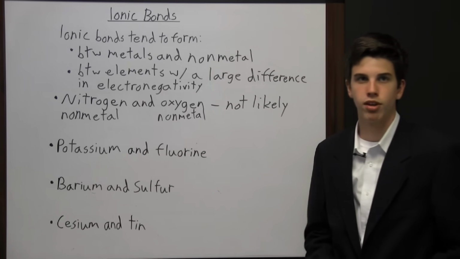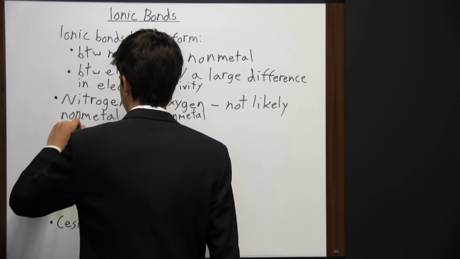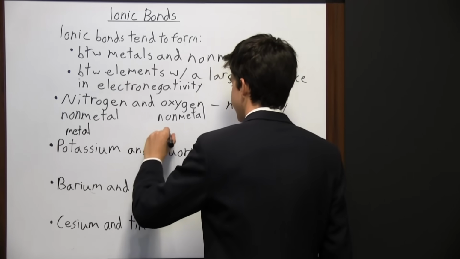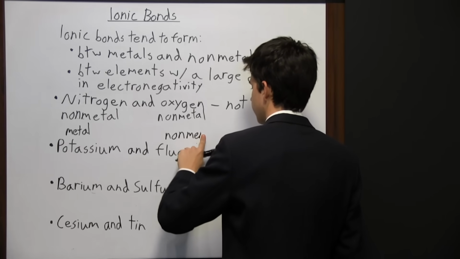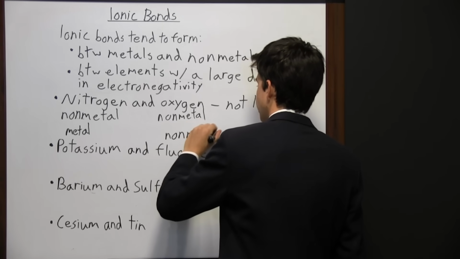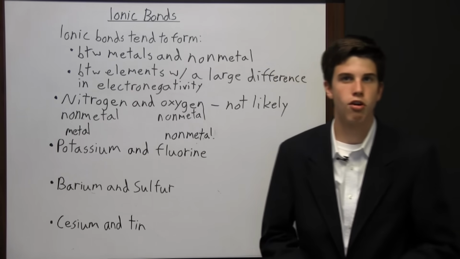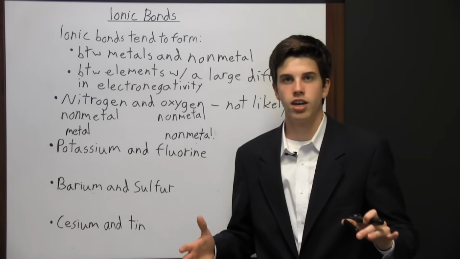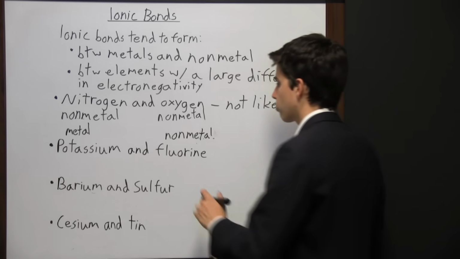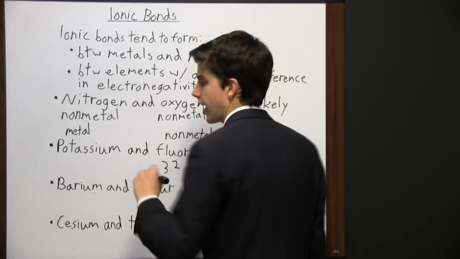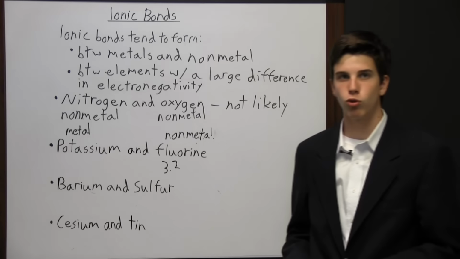Then we have potassium and fluorine, and potassium is an alkali metal, and fluorine is a nonmetal. So we've met the first criteria. We have a reaction here between a metal and a nonmetal. So we're doing good so far. And then there's a high electronegativity difference here, and it's actually 3.2, which is pretty high. So they're likely to form ionic bonds, specifically potassium chloride.